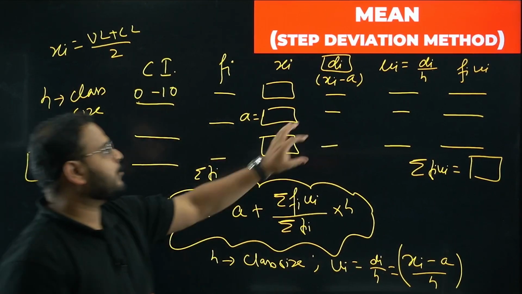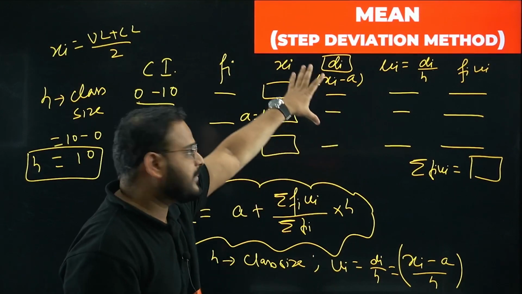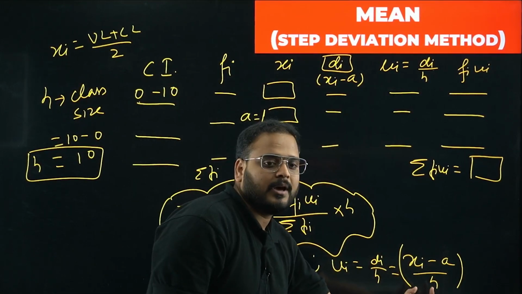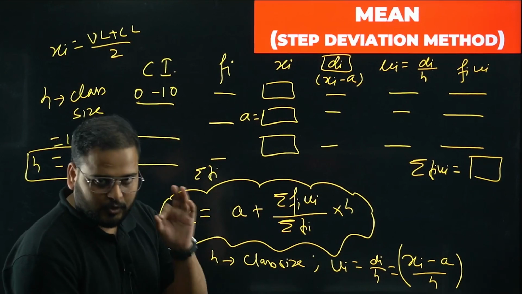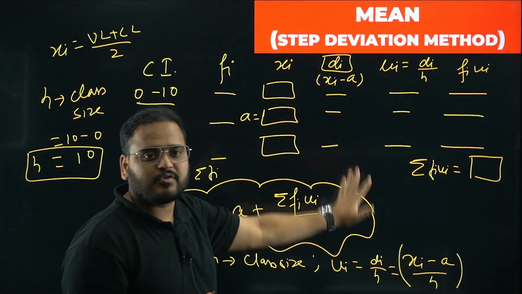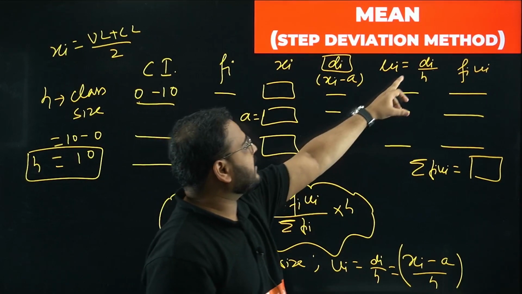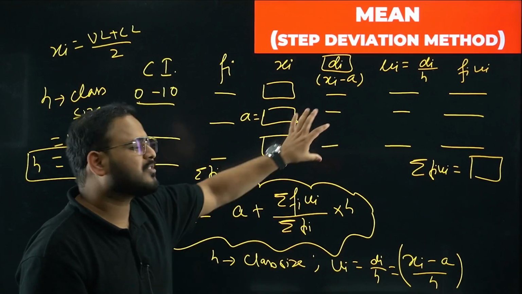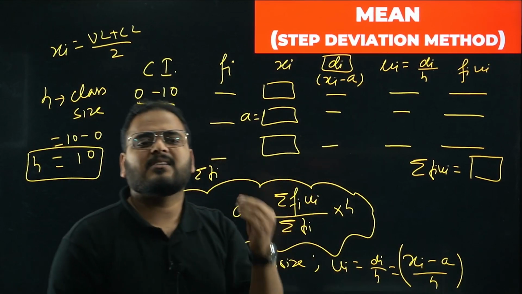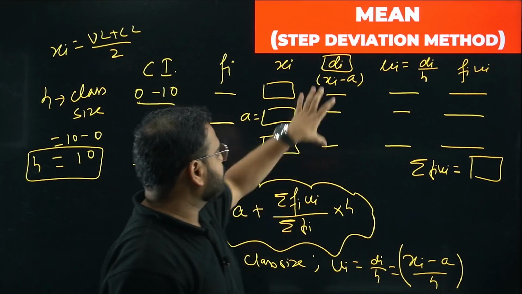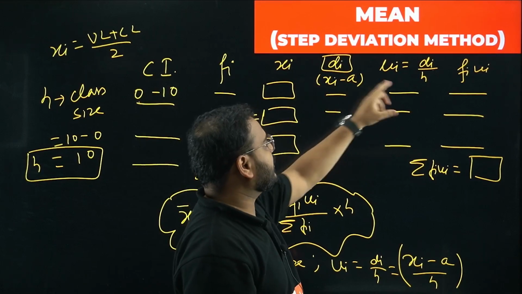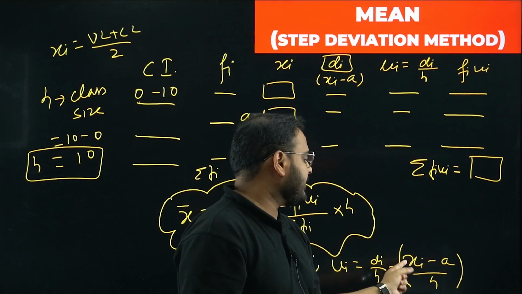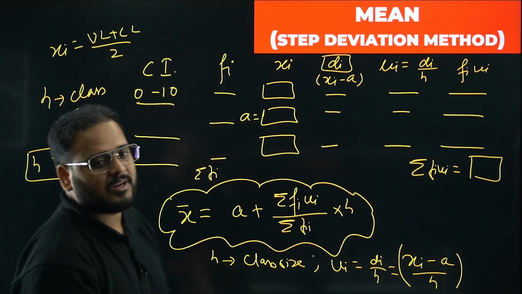If you don't want to find di, you can directly find ui also. Skip this column, write it over here, but use this formula, xi minus a by h. Your choice. If you don't want to write this column, remove it and replace di by xi minus a by h and find that directly. I just explained this because it makes our work easier with fewer chances of making mistakes. Clear now?